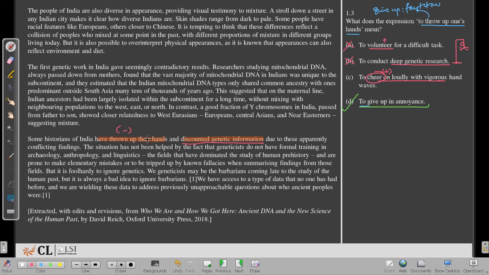They're actually discounting things. So the key word is the word which says give up, and that would be the right answer choice. Even if you don't know the meaning of the word, you can gather that meaning from the information that is given in the passage.